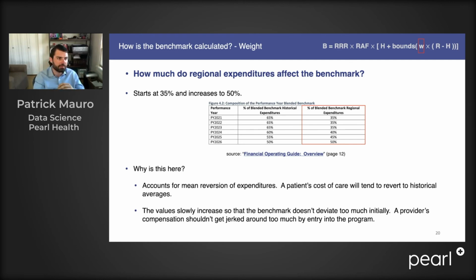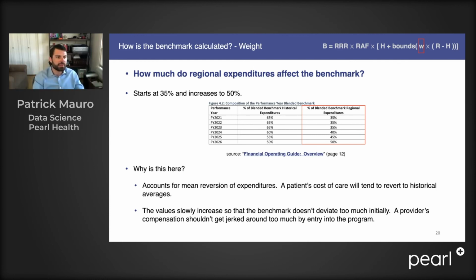And so if your panel was more expensive than average this year, we would expect it to start trending back to the average in subsequent years. Contrastingly, if it was cheaper than average this year, it should get more expensive as time goes on and approach that average again. And so what CMS wants to do with this efficiency term and with W is to start blending in that accounting for that mean reversion, slowly allowing the benchmark to adjust based on the fact that we know costs mean revert.